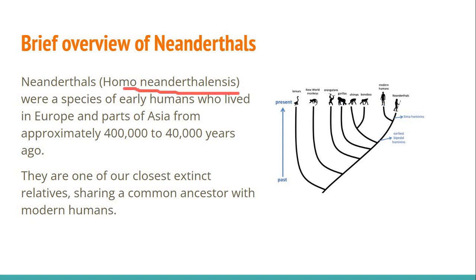They are one of the closest extinct relatives sharing a common ancestor with modern man. There are two theories regarding Neanderthals. One says that Neanderthals evolved from Homo erectus, which migrated out of Africa around 2 million years ago. But this theory is now controversial.